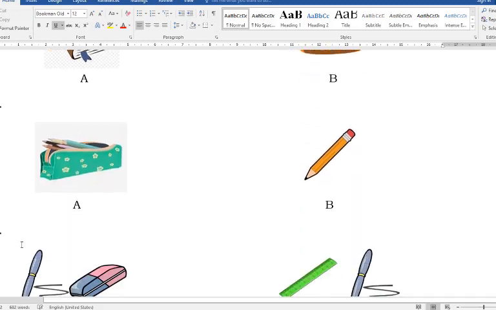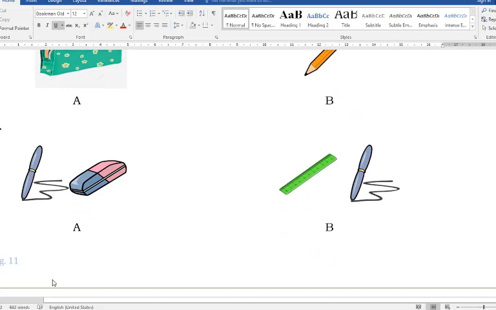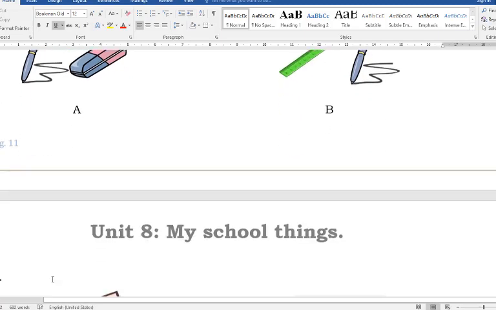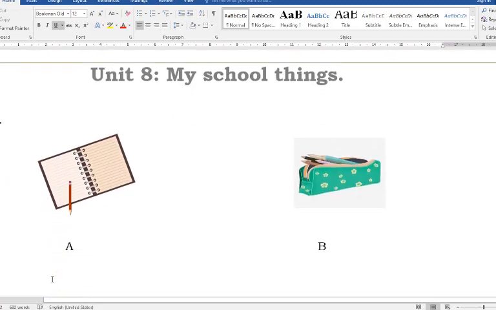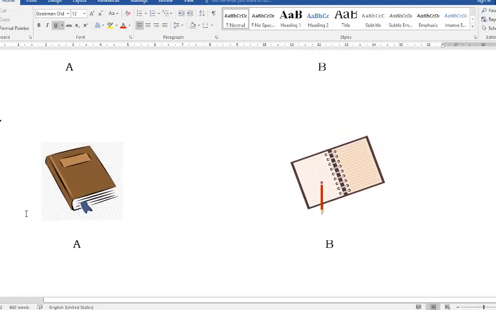5. Do you have a pencil? No, I don't. I have a pencil case. 6. I have a pen and a ruler. 7. Do you have a notebook? Yes, I do. 8. Do you have a notebook? No, I don't. I have a book.